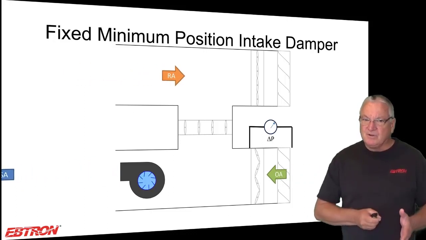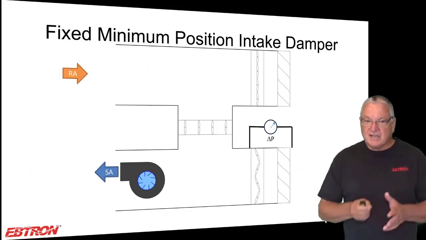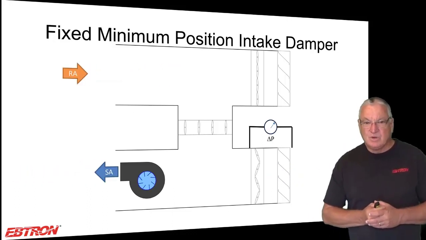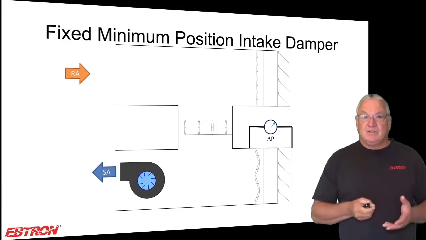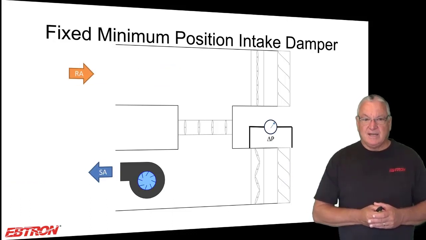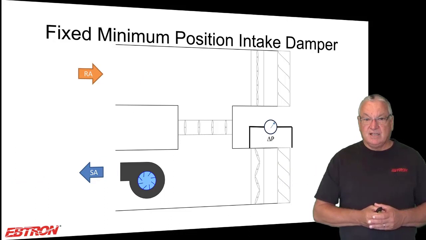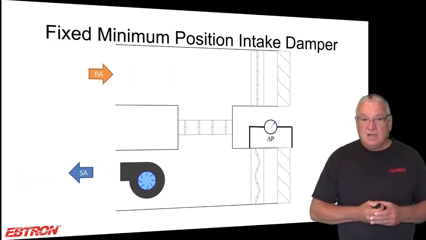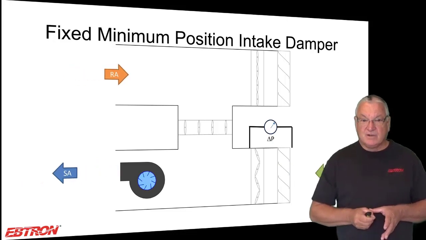But if we keep it simple, then you can draw your own conclusions and bring it to other people that may not understand it as well as you do, so that they can understand why we have to do some of these things. So we start off with fixed minimum position intake dampers and why they're a problem, and particularly why they're a problem on VAV and multi-speed fan systems.